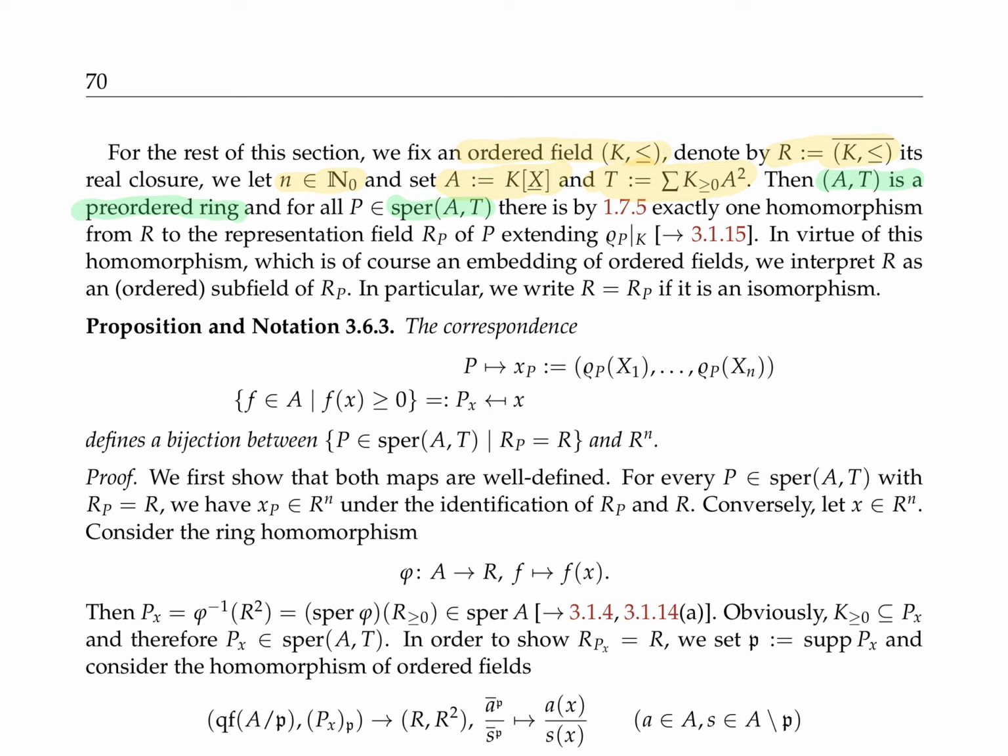Right? So effectively we are looking at the elements of the real spectrum of this polynomial ring over this ordered field that contain all the non-negative elements of the ordered field, so that they respect the order of the ordered field, right? And why did we look at this real closure? Because we wanted to relate the real spectrum of this preordered ring to the elements of R^n, where R is this real closure.